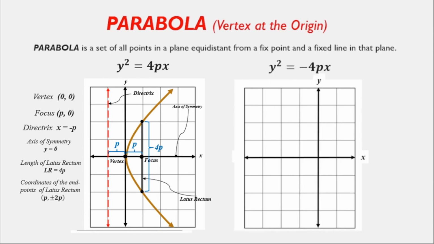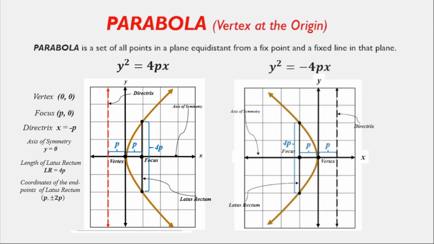Next equation is y squared is equal to negative 4px. If it is in this form, the vertex of the parabola is located at the origin, and since y is being squared, the directrix is parallel to the y-axis. Also, the expression at the right of the equation is negative, so the parabola opens to the left.